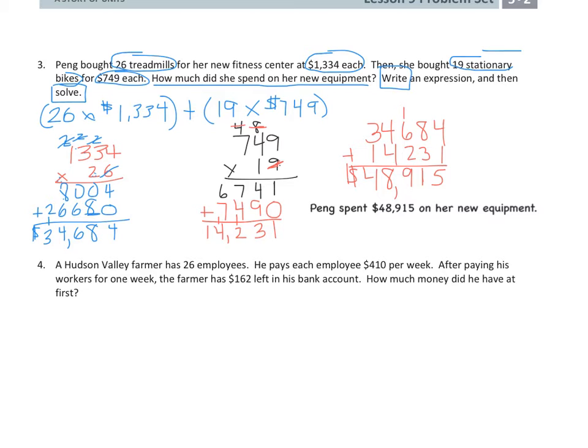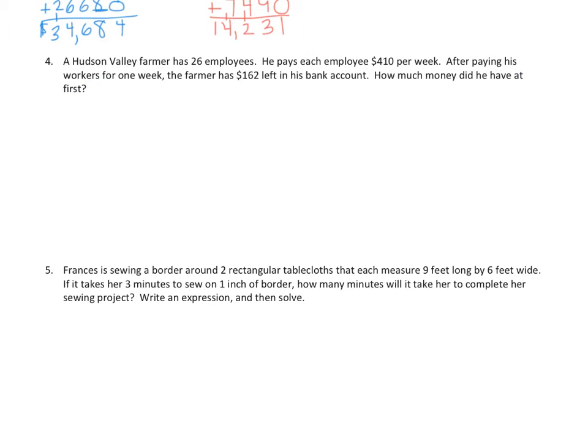All right, so your sentence should say something similar to: Peng spent $48,915 on her new equipment. Ending punctuation should be a period. So here's our sentence. Remember again, if I go too fast, pause it, rewind if you need to, so that you're not falling behind. All right, let's look at number 4 here.